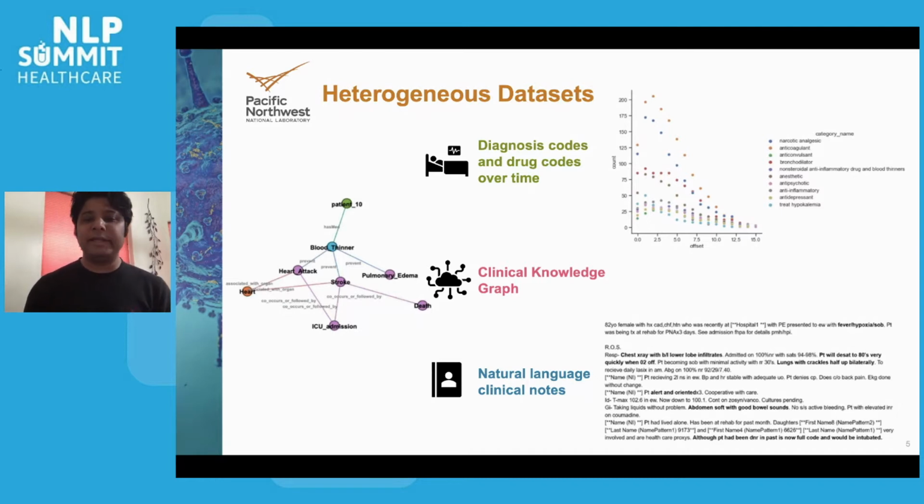Then we also have the clinical knowledge graph that captures the classification. So we have the ontological information that tells us what kind of categories or multiple categories a drug or diagnosis code might belong to. We can also find information on what kind of organs a disorder is associated with, and so on and so forth. And then, of course, the top one is showing the diagnosis codes and the drug codes that we have a temporal history of during the stay of the patient.